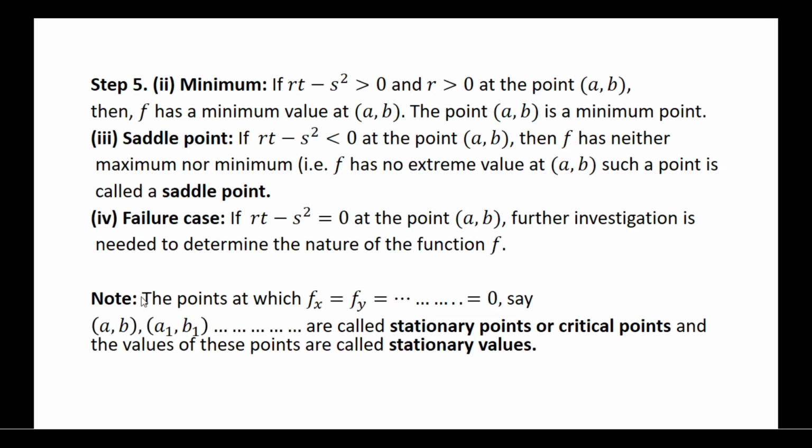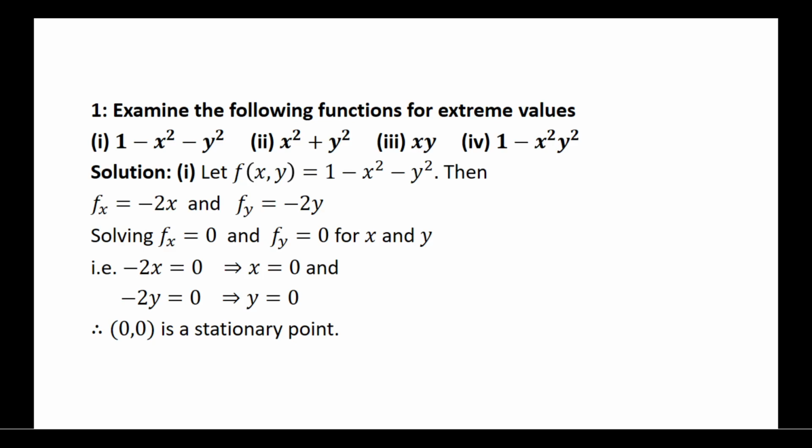Important point: the points at which fx equals fy equals 0, say a comma b, a1 comma b1, that means the values of x and y that you find, are called stationary points or critical points, and the values of the function at these points are called stationary values or critical values. Now we'll solve the problems.